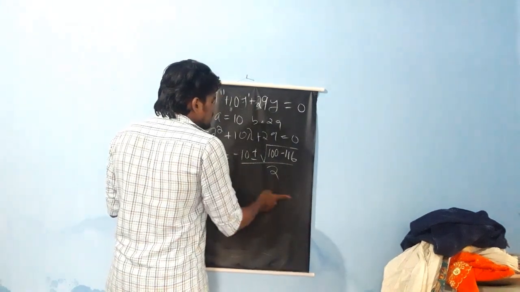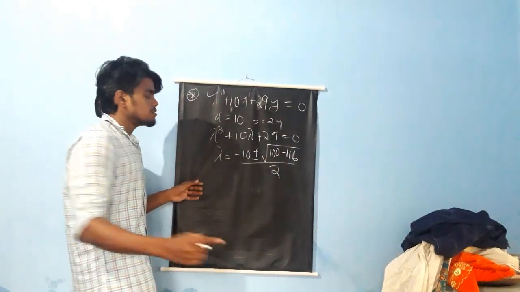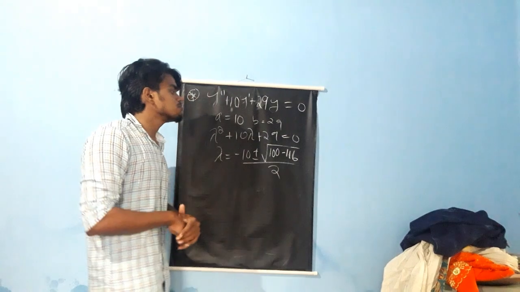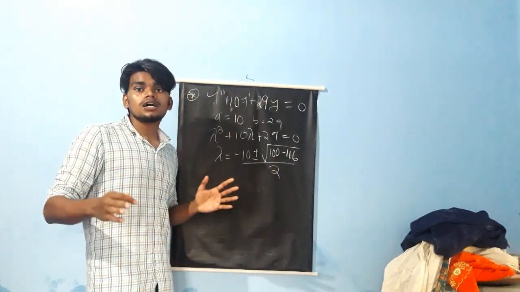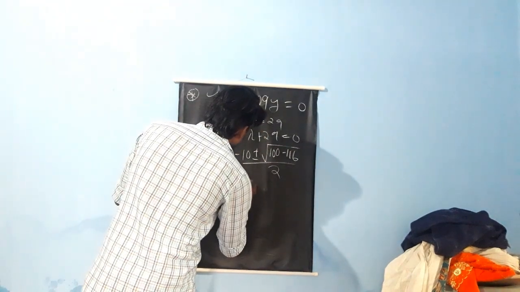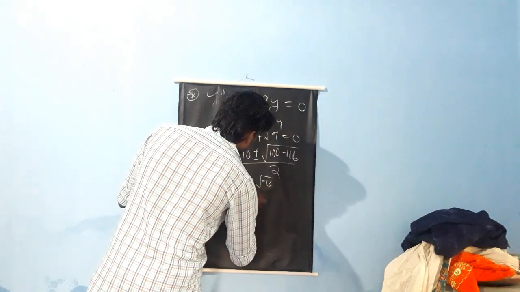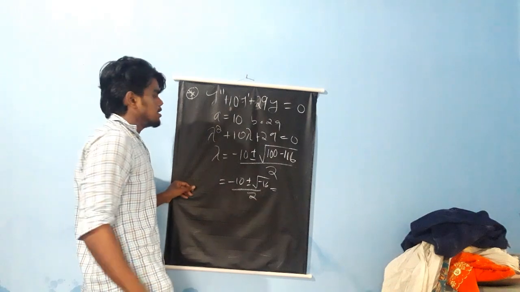So when we do this, we have a negative. So when we handle this situation, we have a negative value inside the root. So when we have a negative value inside the root, we have to use the imaginary number. So this will be equal to minus 10 plus or minus root of negative 16, all over 2. So this will be 4i.